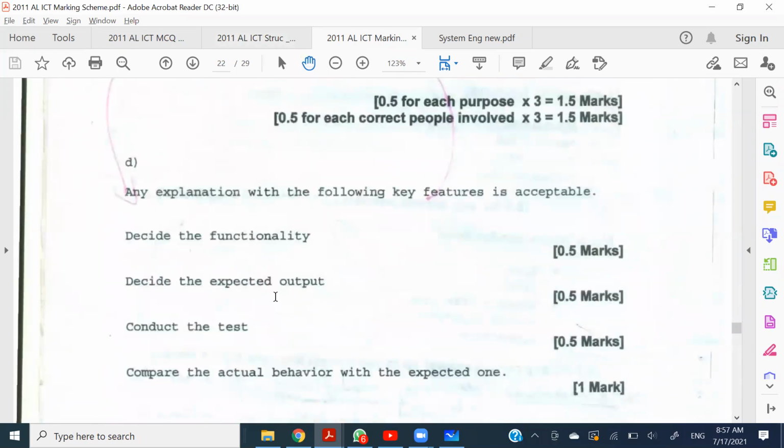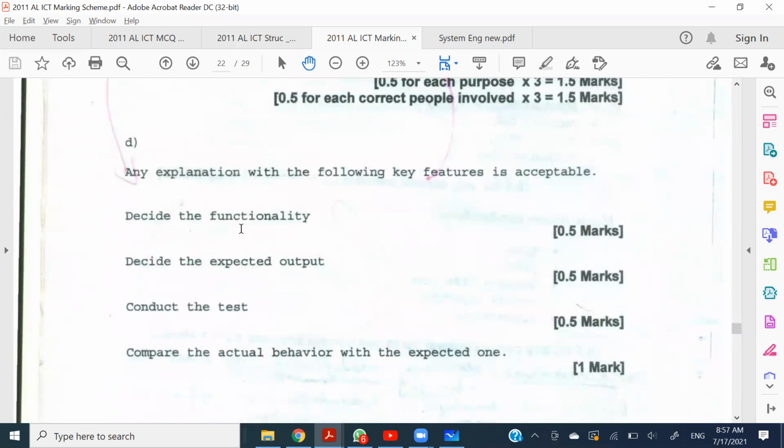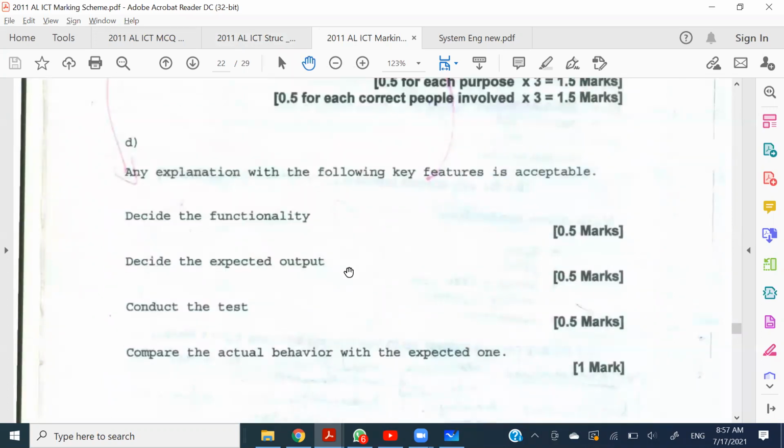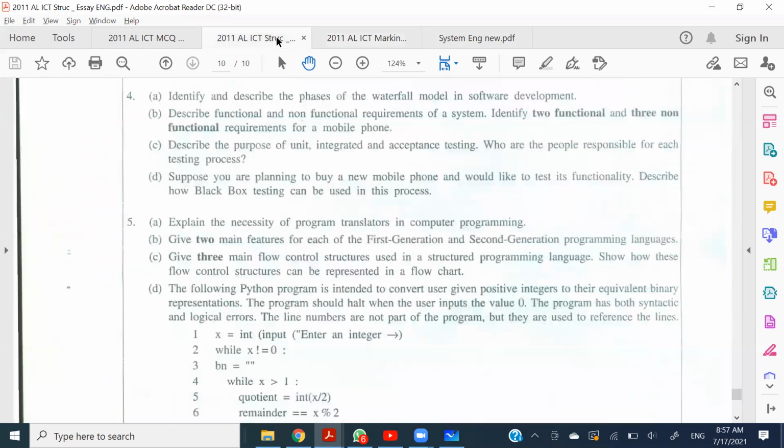So when it comes to the marking scheme, it says any explanation with the following key features is acceptable: decide the functionality, decide the expected output, conduct the test, compare the actual behavior with the expected one. So now, when you read the question, you should have that idea, right? They are asking, describe how black box testing can be used in this process. So you have to explain how it is going to be used.